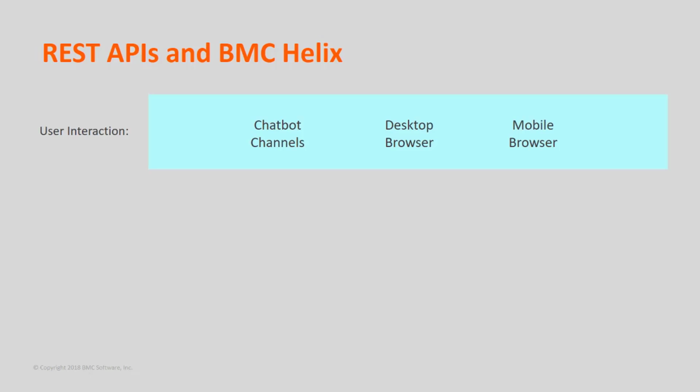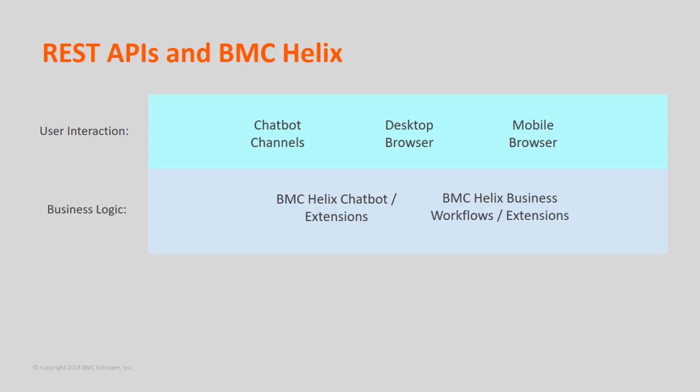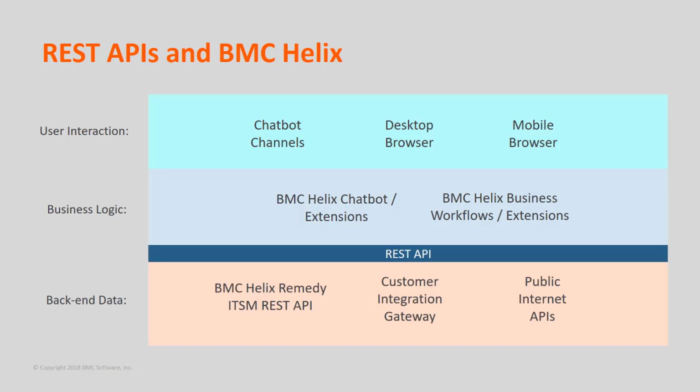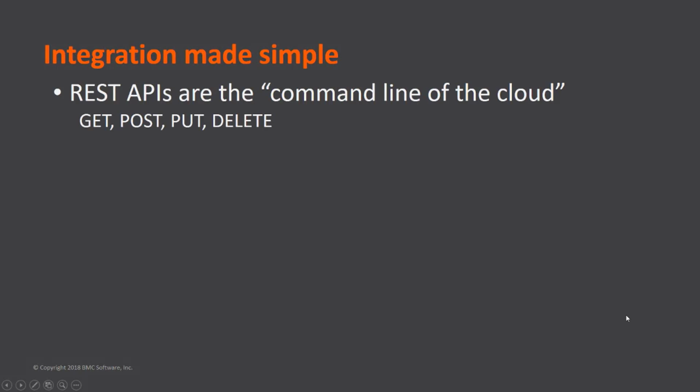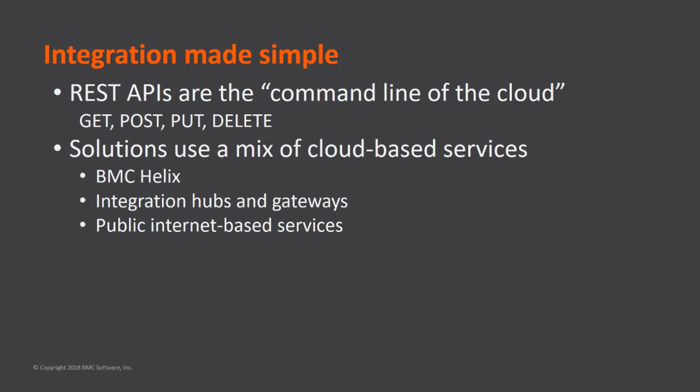When you're working with an Innovation Suite application, users interact with it in various ways. The data is often stored locally with Innovation Suite, but if it's stored somewhere with a REST API available in the back end, whether it's Remedy running with a REST API on ITSM, or a special integration gateway you already have set up, or a public internet API like AWS, you want to be able to get to it in a simple way. REST APIs are the command line of the cloud.